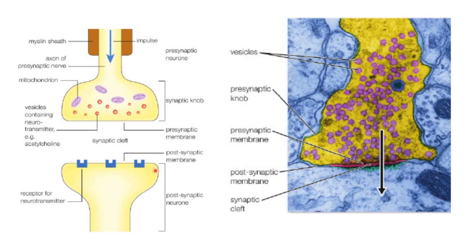Once the transmitter has done its job, it needs to be destroyed. So there are enzymes in the synaptic cleft. They destroy the neurotransmitter, and the neurotransmitter is broken down into smaller pieces. And after that, it is taken back into the presynaptic terminal. Any confusion?